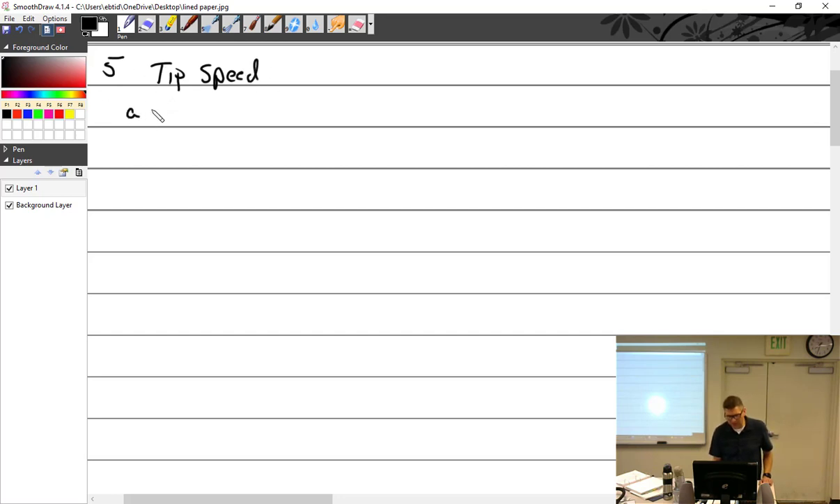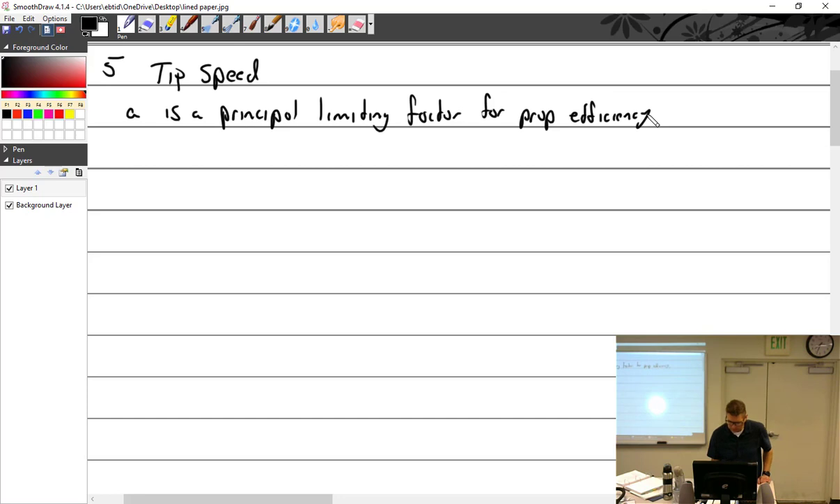Tip speed is a principal limiting factor for prop efficiency. And I told you, because tips, yeah, you start going to transonic, you get all kinds of problems. Excessive speed, meaning getting close to the speed of sound, causes flutter and vibration.